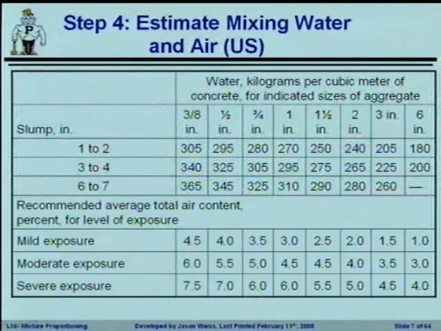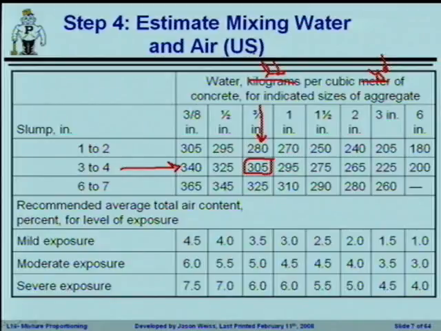Step 4 would be estimating the mixing water and air content. So we've got a 3/4 inch aggregate, so it would be somewhere in the 3/4 inch column. We have a 3-inch slump, so we would be in that row. And this would lead us to something like 305 pounds per cubic yard. And I will actually cross this out and make this pounds per cubic yard so that we've got the right units. I apologize that the units in this particular table aren't right.